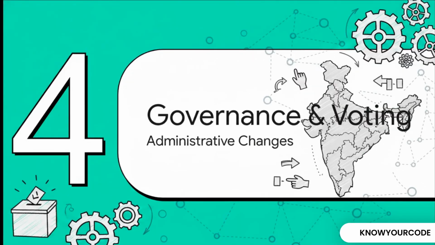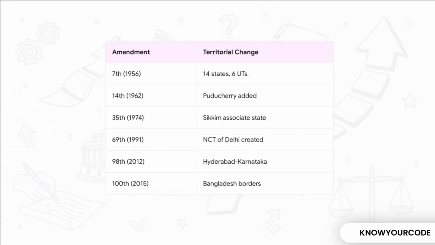Which brings us to Section 4, Governance, Voting, and Territories, the administrative evolution. Let's step away from the big ideological battles for a minute and track how the physical map evolved. It's fascinating. The Seventh Amendment back in 1956 was a massive reorganization, drawing linguistic lines to structure India into 14 states and 6 union territories.